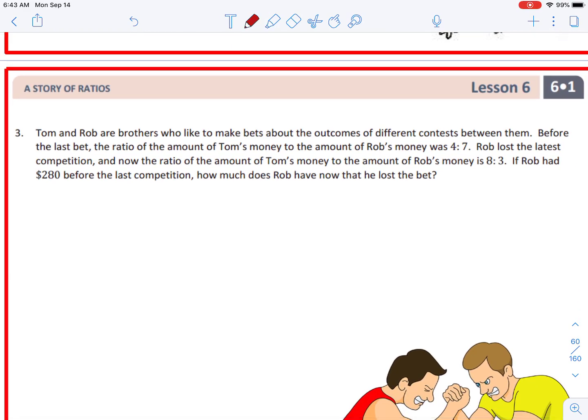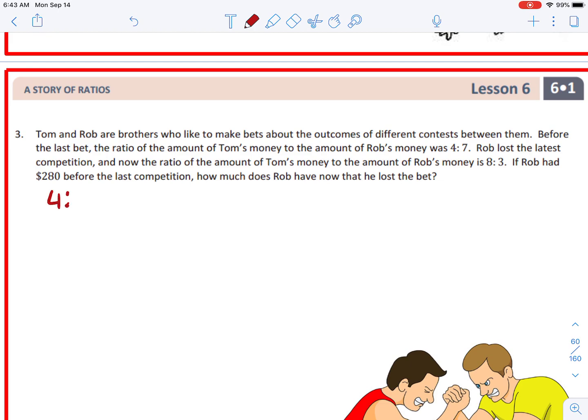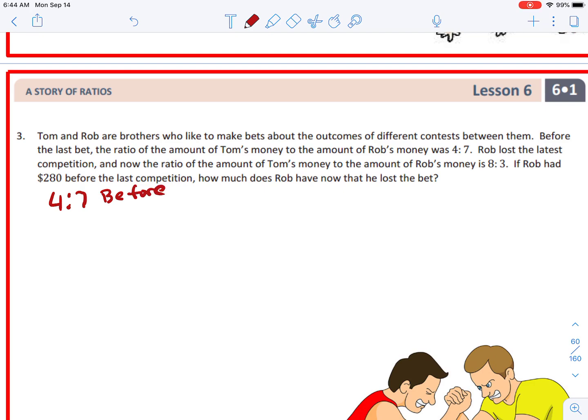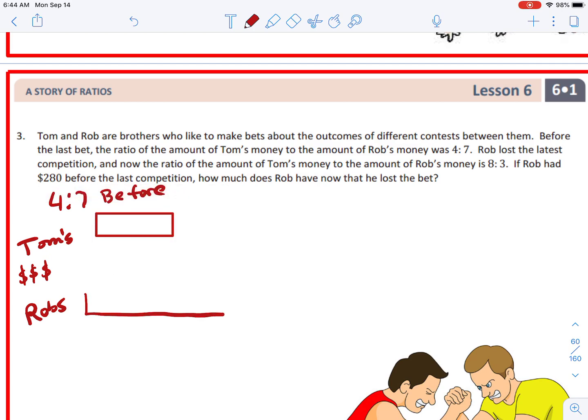Tom and Rob are brothers who like to make bets about the outcomes of different contests between them. Before the last bet, the ratio of the amount of Tom's money to the amount of Rob's money was 4 to 7. Okay, so let's make that a tape diagram. Before, the ratio is Tom's to Rob's. We're talking about money. It's 4 to 7. So Tom's is 4. Rob's is 7.